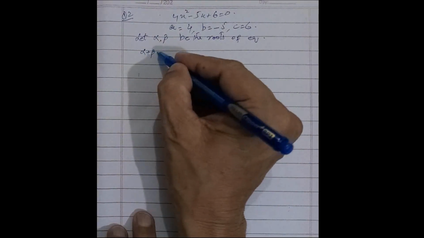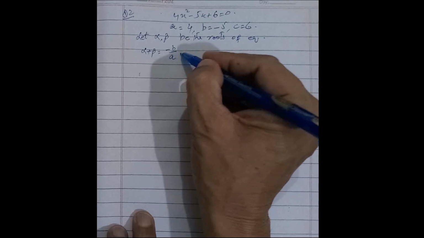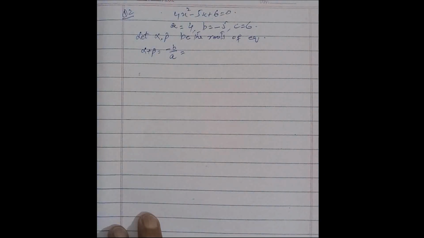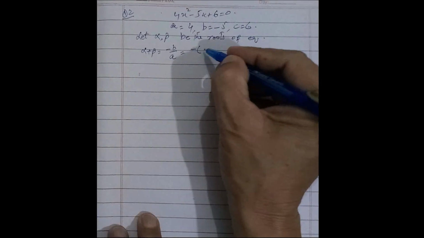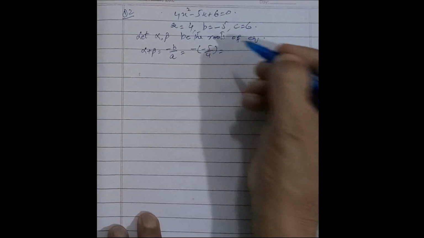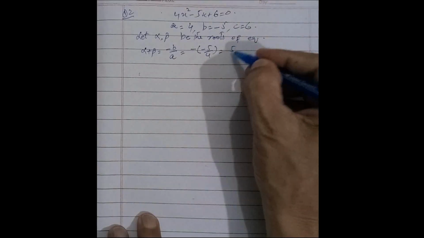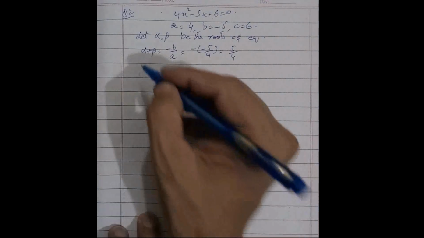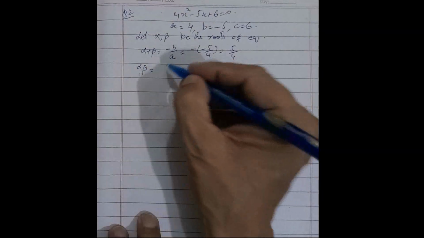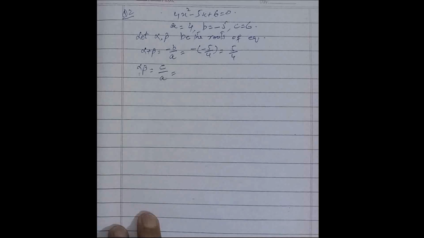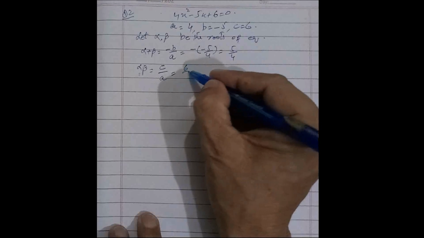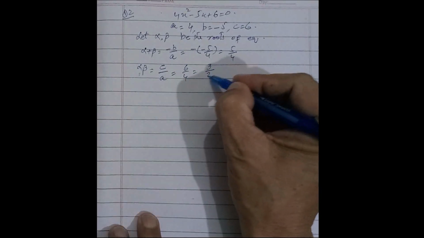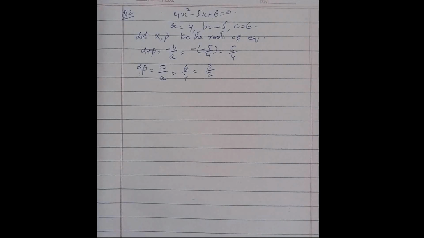Alpha plus beta is equal to minus b over a, and we put the value of b and a in the equation. We get minus of minus 5 over 4, and then we simplify it, we get 5 over 4. And the other is product, mean alpha beta, which is c over a. Put the value of c and a, we get 6 over 4, which is 3 over 2, and it is the product of alpha beta. And next we start the 4 parts in this question.